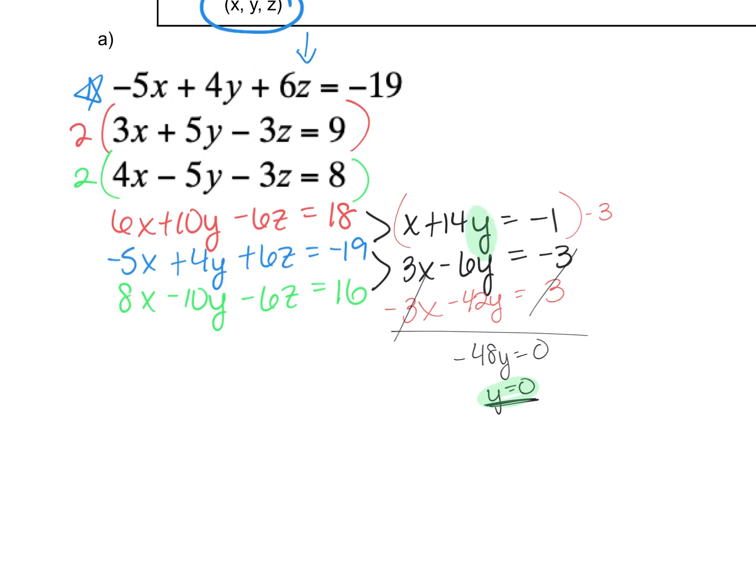So I'm going to have x plus 14 times 0 equals negative 1. That must mean x is negative 1, right? Oops. There's another answer. So now I'm going to take that and plug it into one of the 3 originals. It doesn't really matter. I'll just do the top one. So I'm going to plug that in there, and then the 0 for the y.